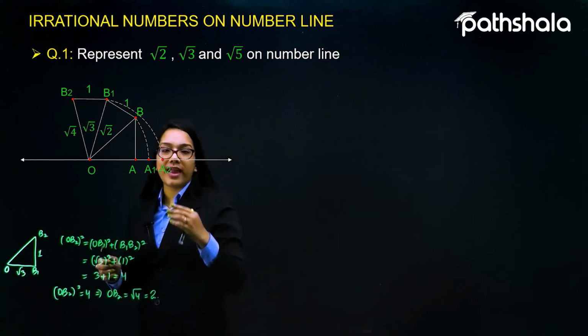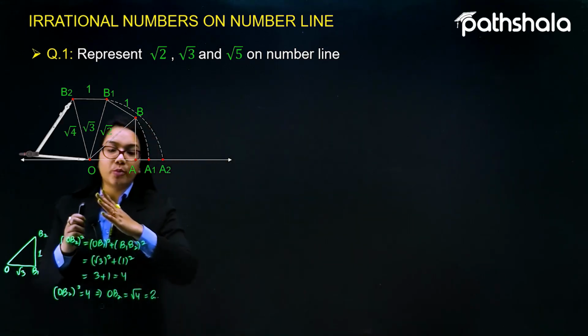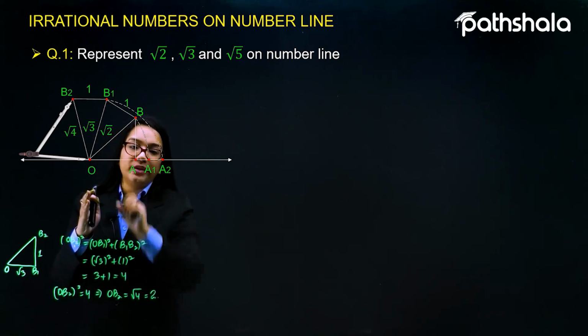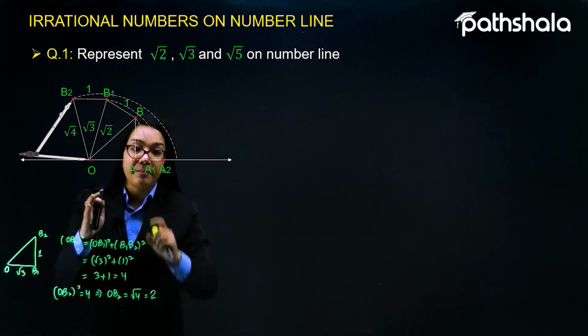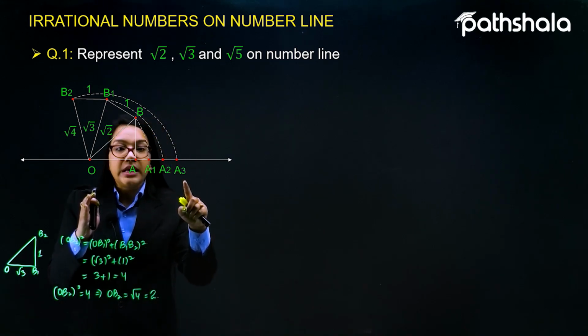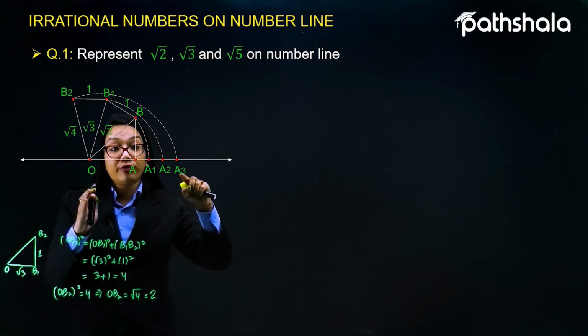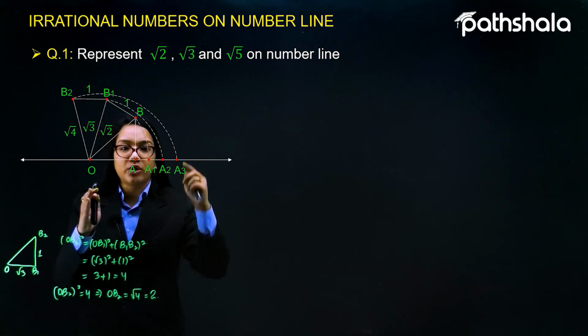So again, let us suppose I am taking O as a center and OB2 as the radius. I am making an arc over here. Then definitely this A3 point is nothing but root 4, that is 2. But we wanted to find out root 5 on the number line. So let's just move on further.